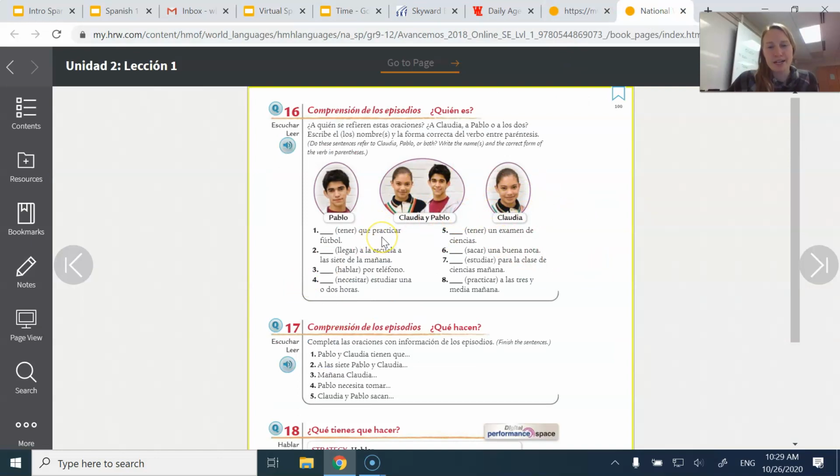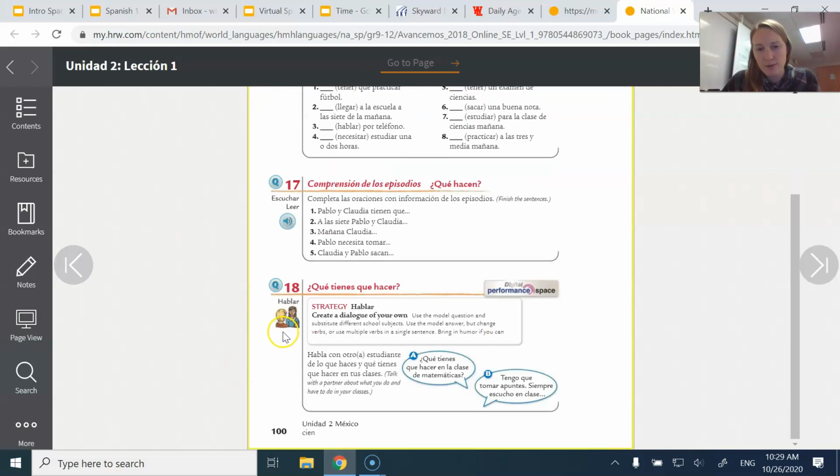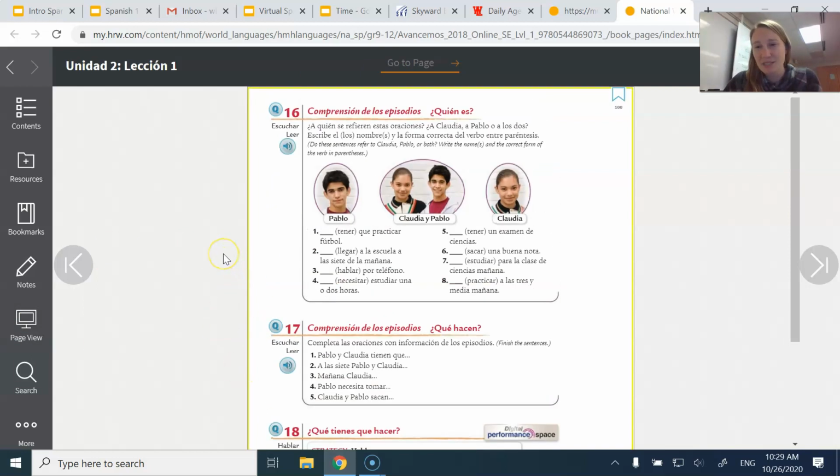So, who are we talking about here? I know that Pablo is the one who's practicando fútbol. So, how would you conjugate tener to make this sentence grammatically correct? Pablo, it's going to be tiene que practicar fútbol. If you don't remember your forms of tener, please go ahead and open your books to that page. That's probably like 10 pages back from where we are now, roughly. So maybe page 90, 91, I think is where it is, to find tener.